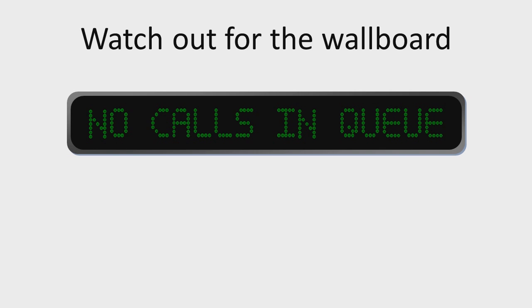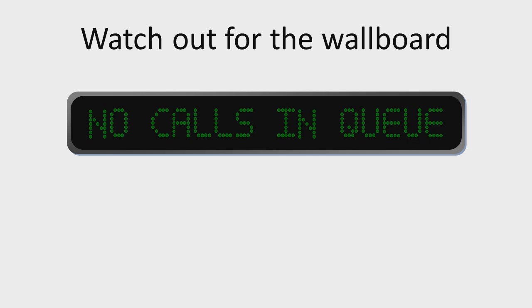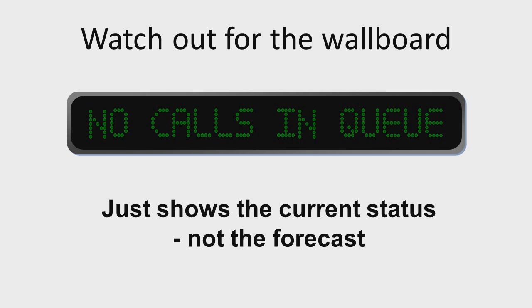My second tip is one about watching out for the wallboard. Now, quite often we'll schedule breaks or ask people to go on break when we'll see a message that appears up on the screen like this one: no calls in queue. The problem is that message tells us what the situation is like now, not what the forecast is going to be. So I'd strongly advise you to go off and get the forecast before you send people away, because it may be things are very quiet now, but it's going to get very, very busy in a few minutes' time.